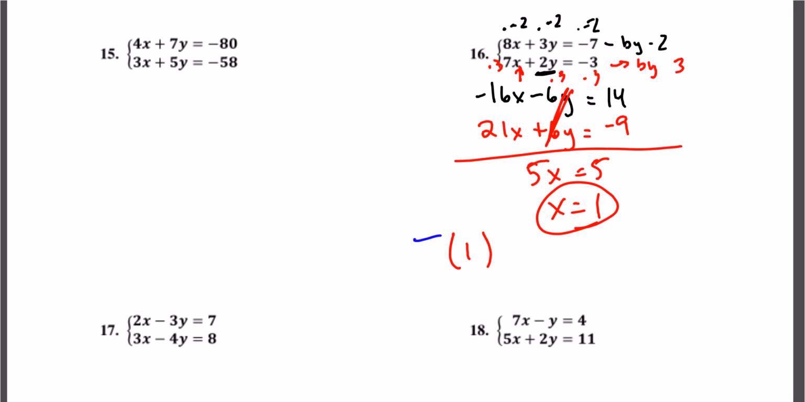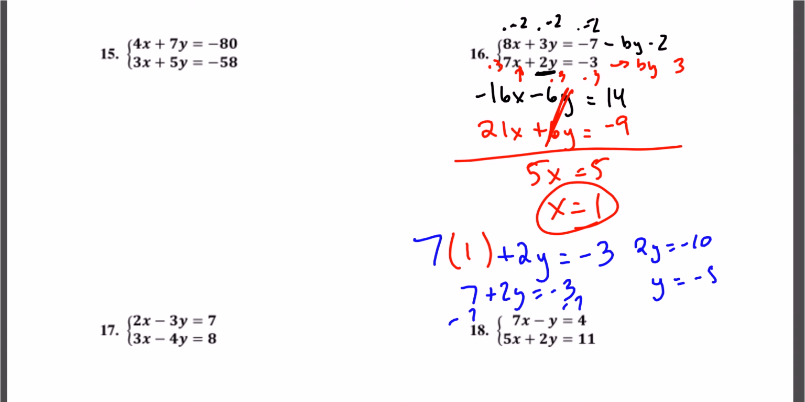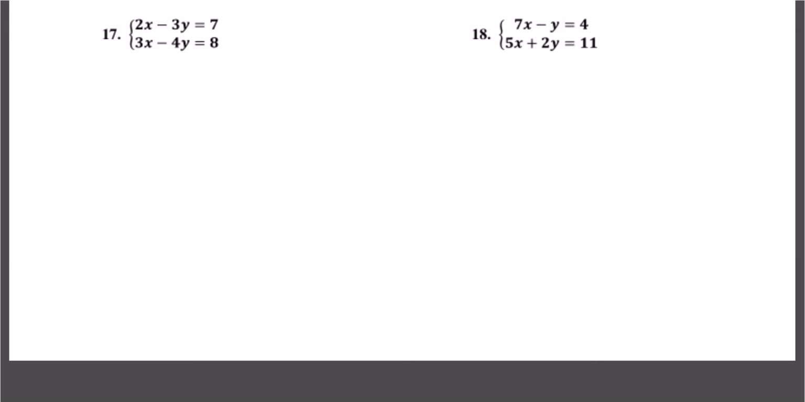So I'm going to read the top as 7 times, instead of x, 1, plus 2y equals negative 3. I get 7 plus 2y equals negative 3. I subtract 7 from both sides. I get 2y equals negative 10. So y equals negative 5. I have an x, I have a y, written as an ordered pair, 1, negative 5. That's it for number 16.